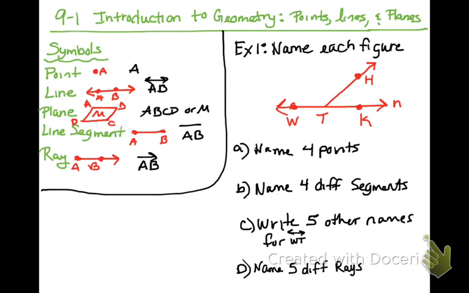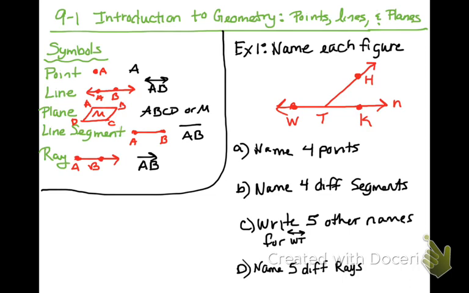Plane, notice I have A, B, C, D, and then M in the middle. So you can write it out two ways for the plane. You can say all four letters, but you cannot mix it up. You can't say A, C, D, B. You have to put them in order from that they're attached to each other. That's the reason why it's A, B, C, D. Or you could just name it by the letter that's inside of the plane.